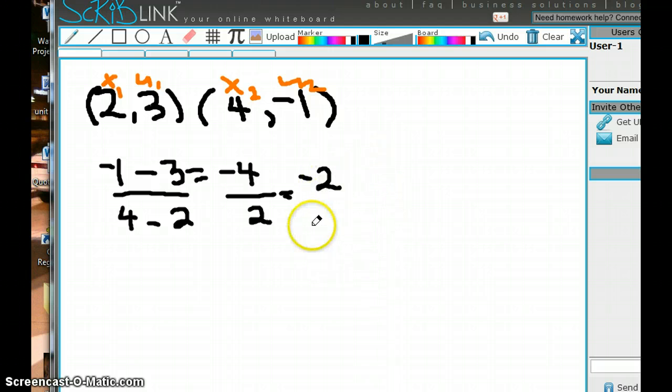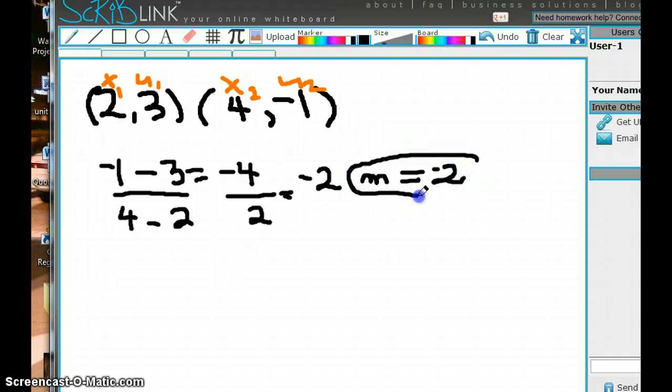Okay? So that tells us that m, another letter for slope, we're looking at the equation of a line, y equals mx plus b, where m is the slope. M is the slope. When you see m, so that's -2 is the slope.